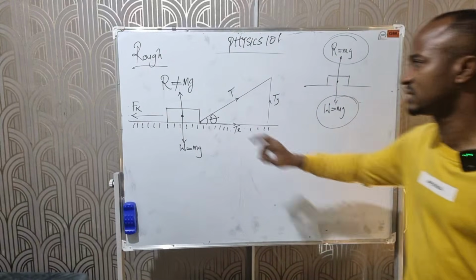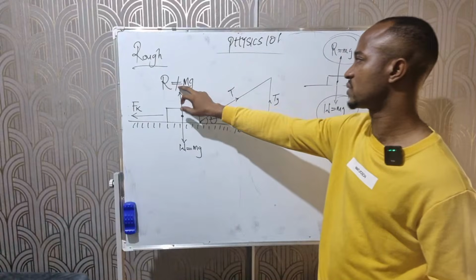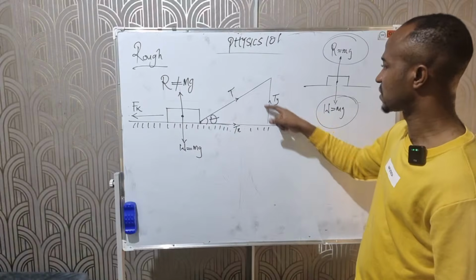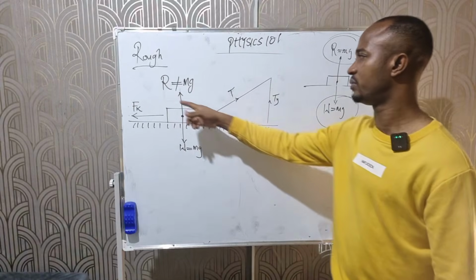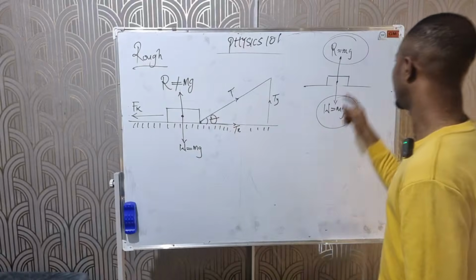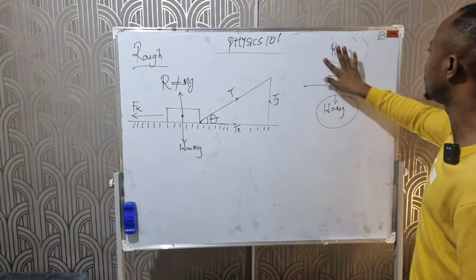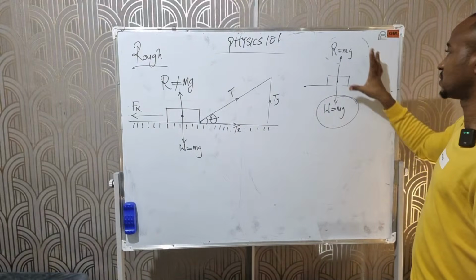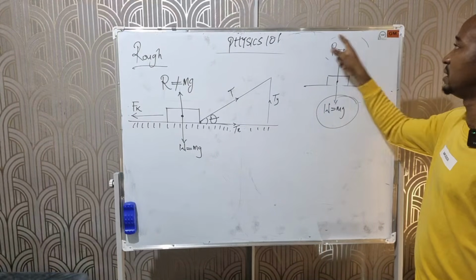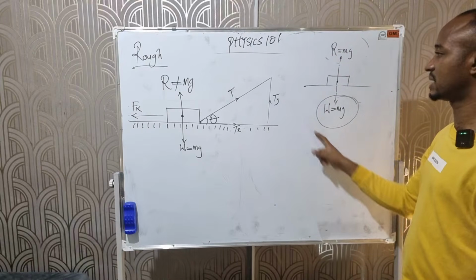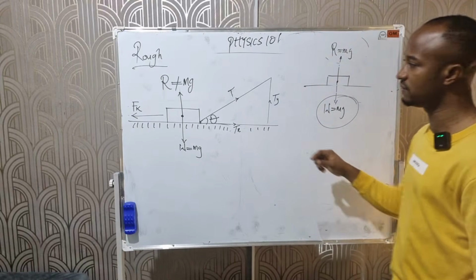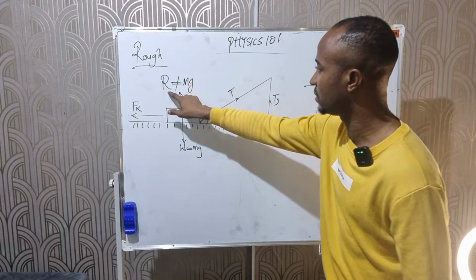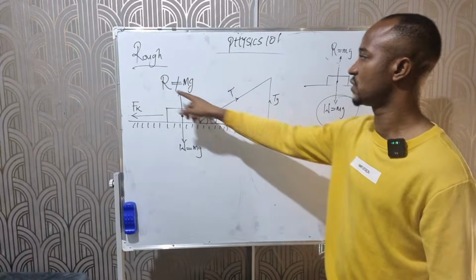So why do we say that normal reaction is not equals to mg? Because there's a force called Ty here. This Ty is supporting the normal reaction. So look at this here. I don't have any rope here. There's no rope supporting this body. So the force acting up equals the force acting down. But for this body, why do we say they are not the same? Because Ty is supporting this.